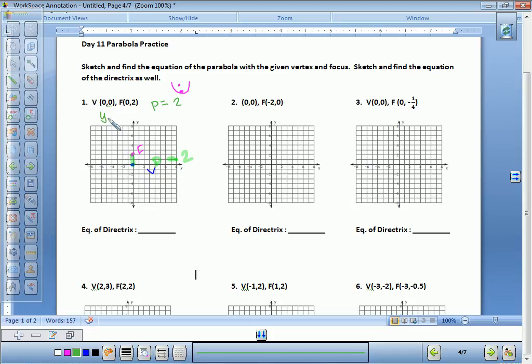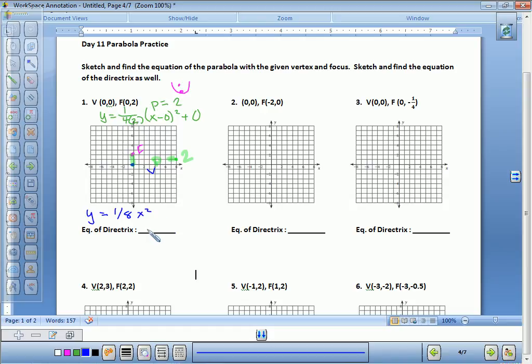It's y equals 1 over 4P times x minus the x value at the vertex, and then the y. Okay, we don't need the zeros. Zeros don't do us any good. So the equation for the parabola is y equals 1/8 x squared.